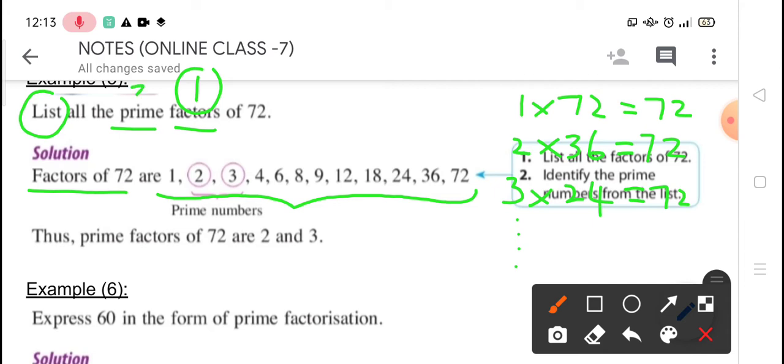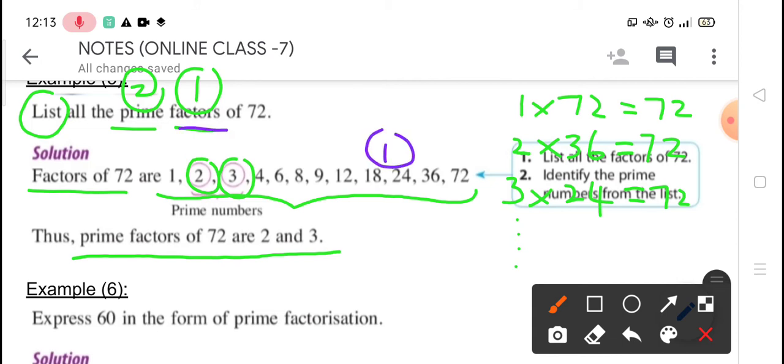Second step, we need to find the prime numbers. So from all the factors of 72, we have to choose the prime numbers. And we found that 2 and 3 are prime numbers. Hence, we can make the conclusion that the prime factors of 72 are 2 and 3. So remember, for this type of question, you need to do 2 steps. First step, list out the factors. Second step, from the factors that you listed out, get the prime numbers. Okay, so this is how we list out the prime factors of a whole number.